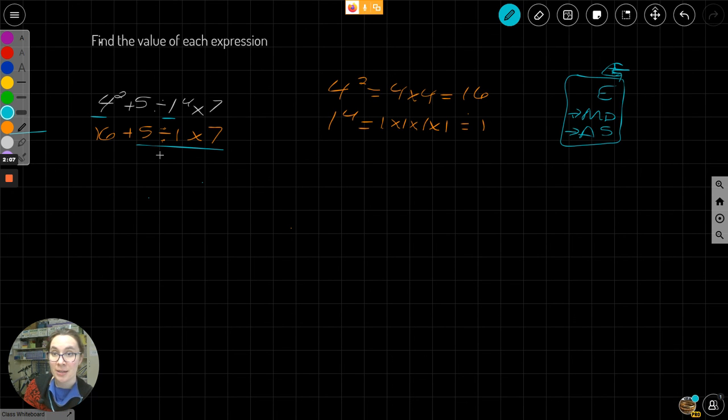5 divided by 1 is, of course, 5 times 7, and then we'll bring down the 16. 16 plus, and now we've got 16 plus 5 times 7. 16 just keeps chilling. It's just going to sit here and do nothing. Plus 5 times 7, we're going to do the multiplication next, 35. And now we have 16 plus 35, which equals, 6 plus 35 is 41, plus 10 is 51.